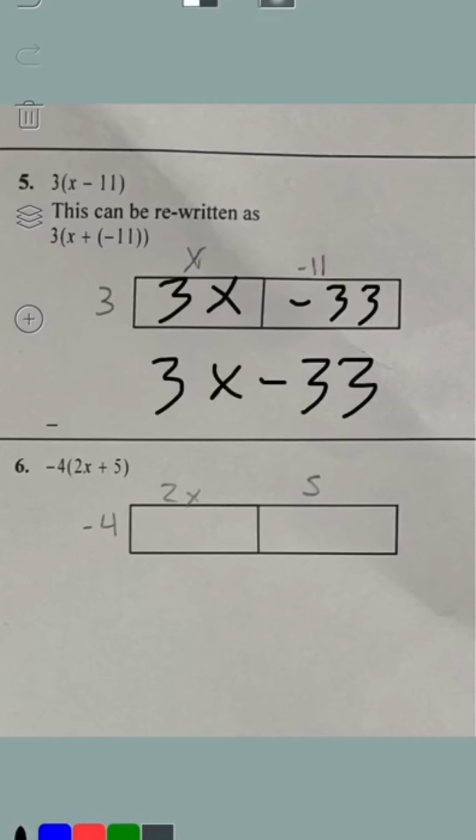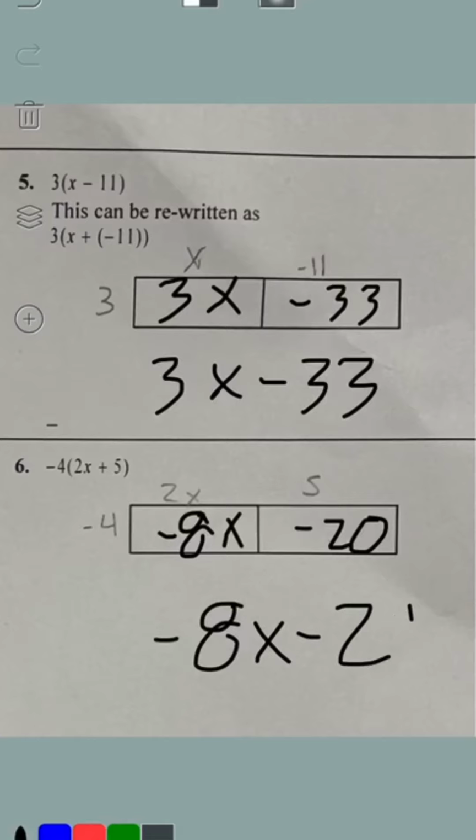And it's the same thing down here. Rather than multiplying this times this and this times this, you're setting it up in these boxes. So negative 4 times 2x is negative 8x. And then negative 4 times 5 is negative 20. And then you're just adding those two together. So negative 8x minus 20.